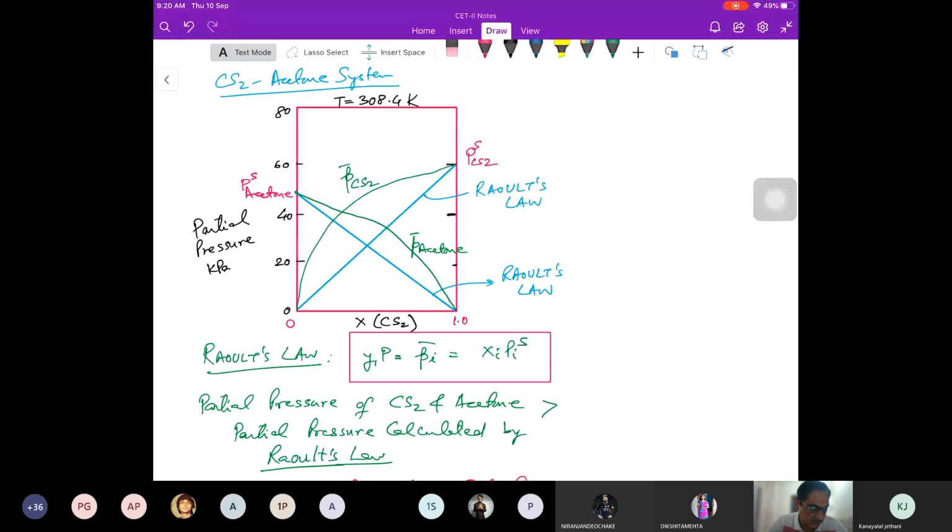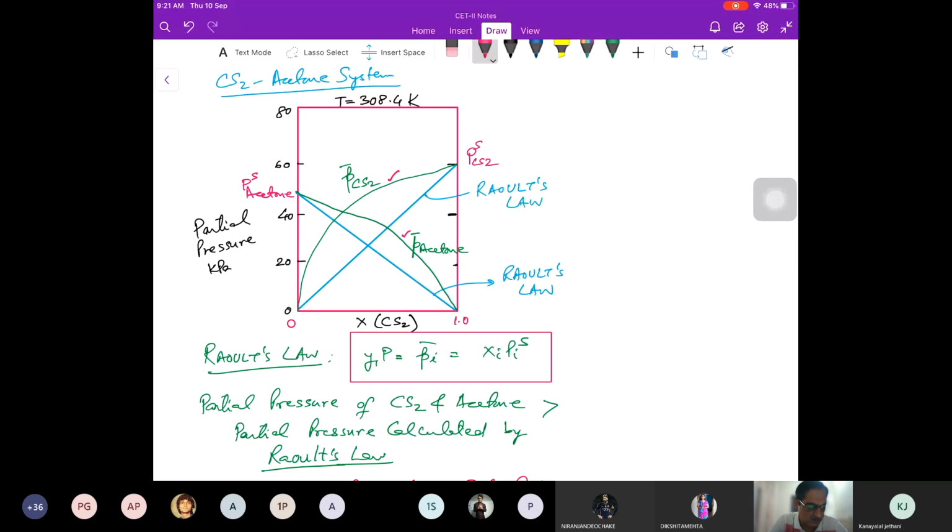Raoult's law में क्या है? Pi bar is equal to xi pis. So if you plot this, ये जो curve है, this is for CS2 and this is for acetone, right? And if you draw a straight line from 0 to vapor pressure of CS2, you get a straight line. And similarly, if you draw a straight line from 1 to acetone का vapor pressure, you get a straight line. And that straight line represents Raoult's law. याद है किसी को? बताया था मैंने. I had shown you before, right?